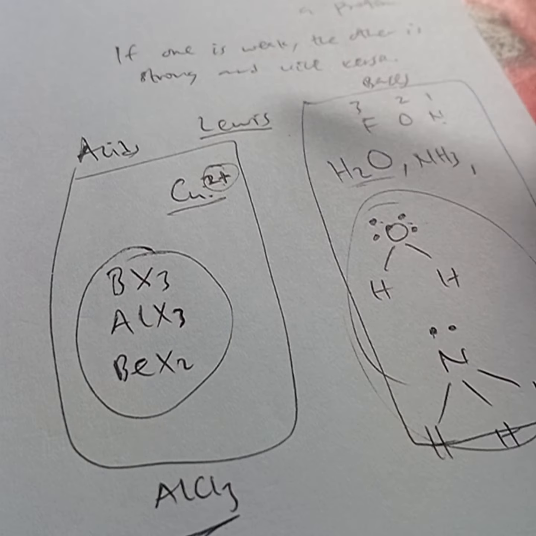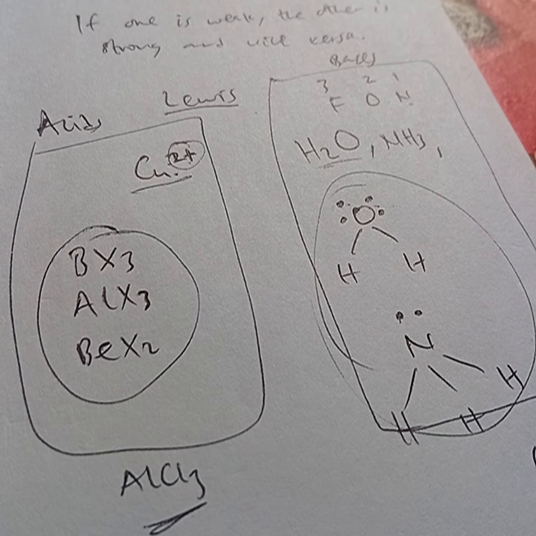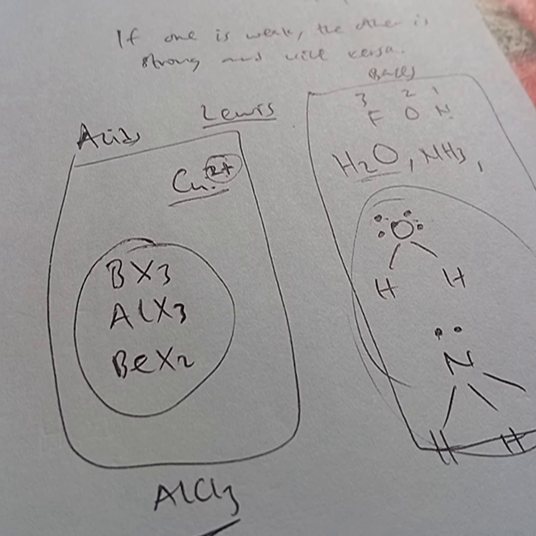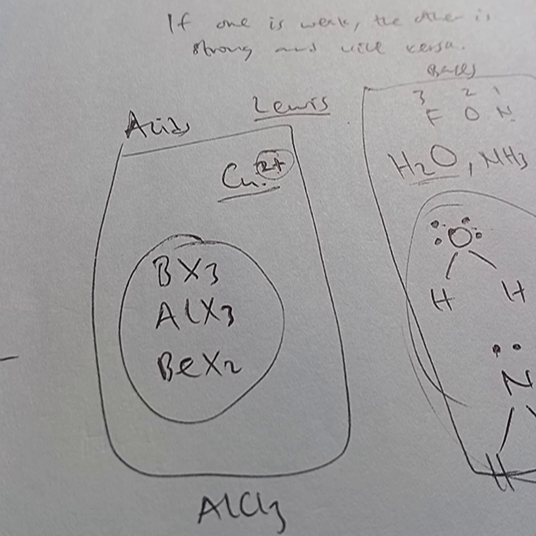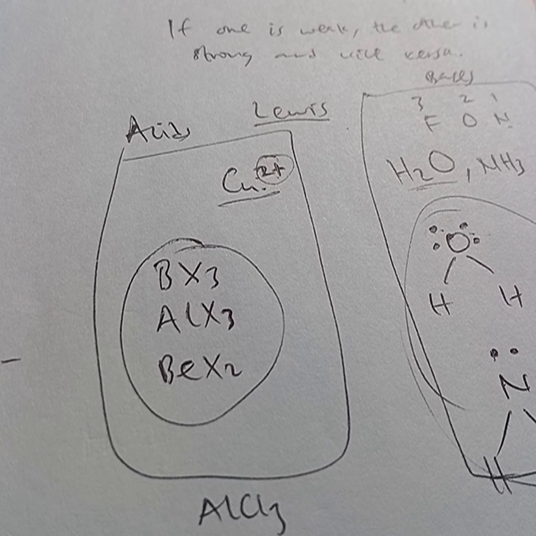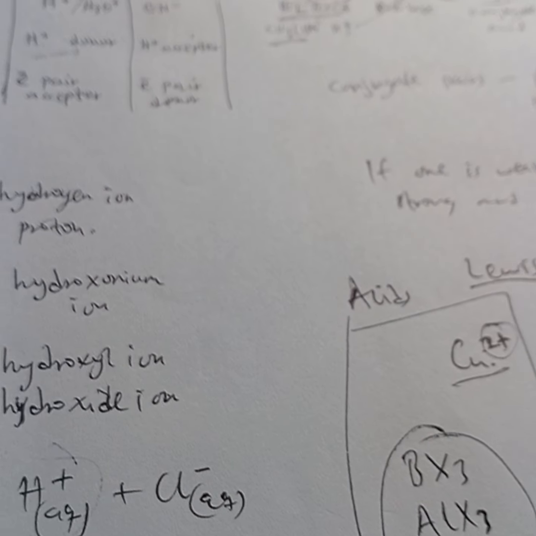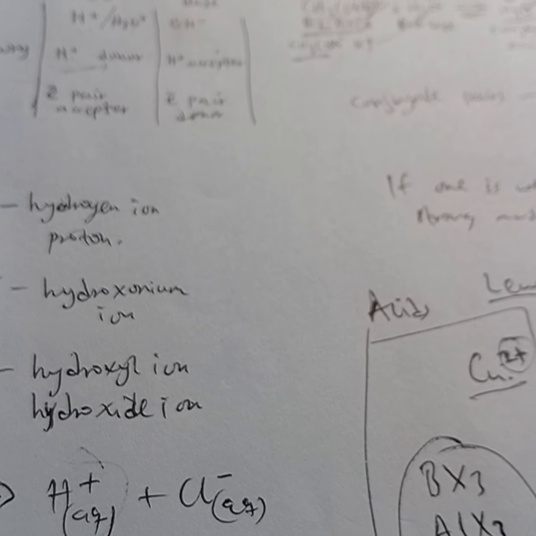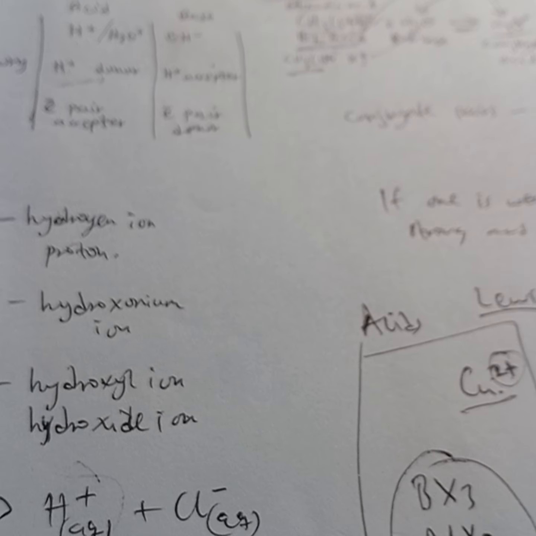Also you should take note that all Bronsted-Lowry acids and bases are also Lewis acids and bases. So let me stress something on the Bronsted-Lowry acid and the Bronsted-Lowry base. According to Bronsted and Lowry, an acid is a proton donor. So before you can qualify to be a Bronsted-Lowry acid, you should have hydrogens, or you should have what? Protons in you before you can donate.